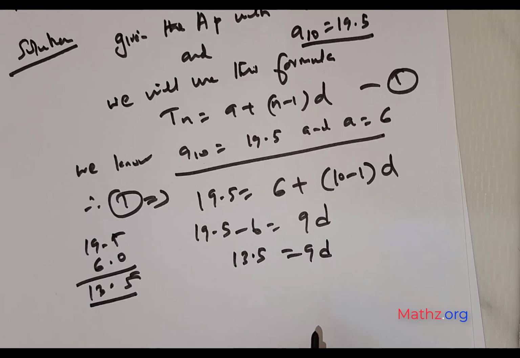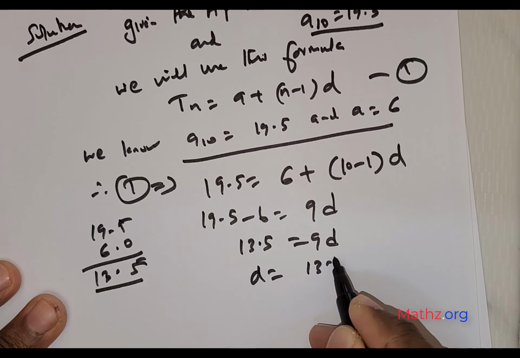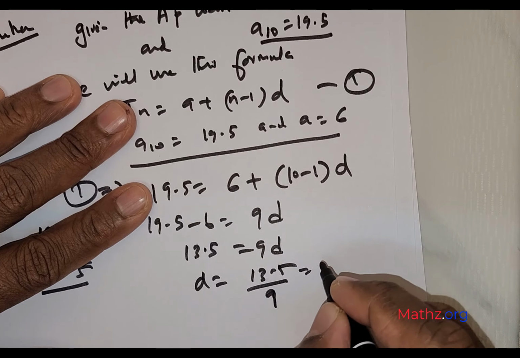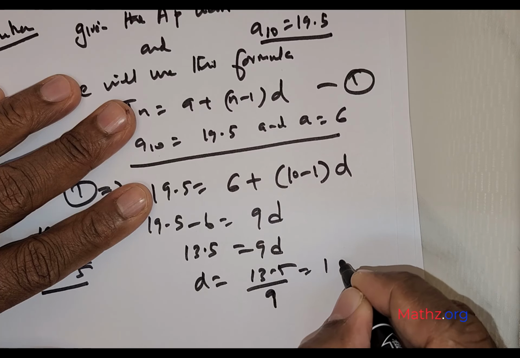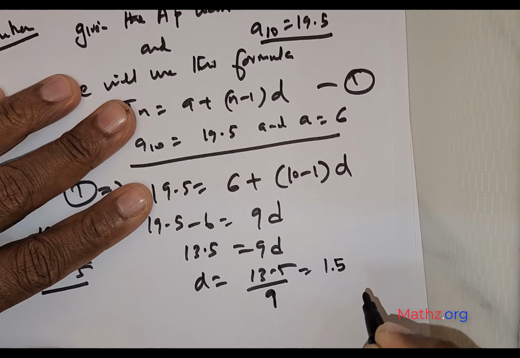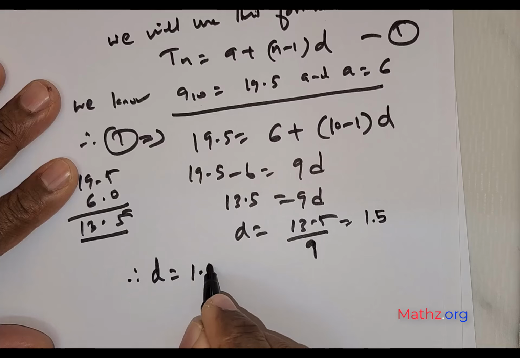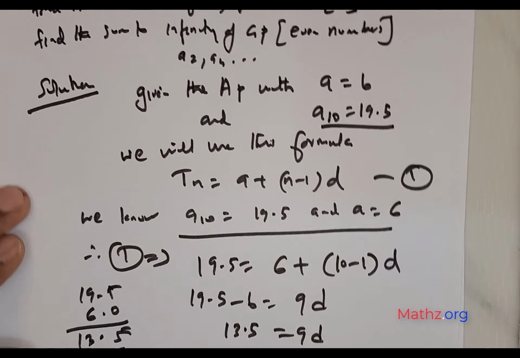So d has to be calculated. Therefore d is equal to 13.5 divided by 9. 9 divides 13 once, leaving 4, and 45; 9 divides 45 five times. So therefore the value of d is 1.5. Now we need to get the sum.